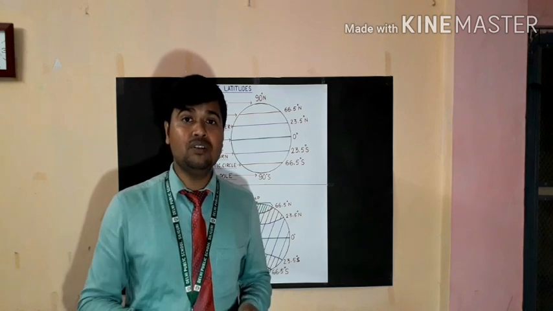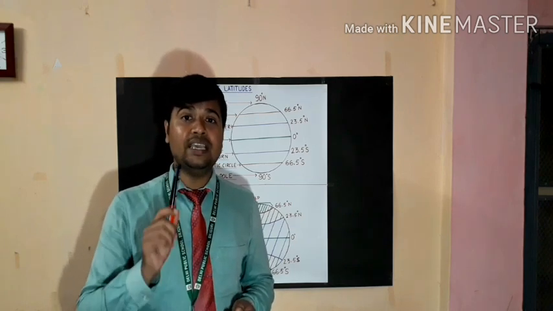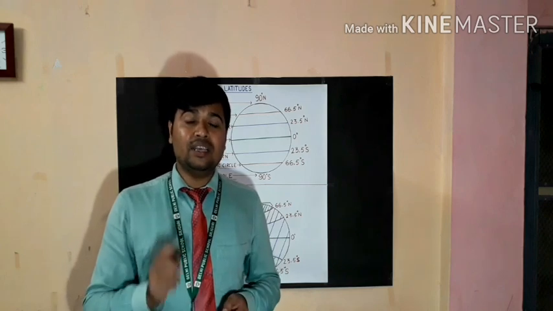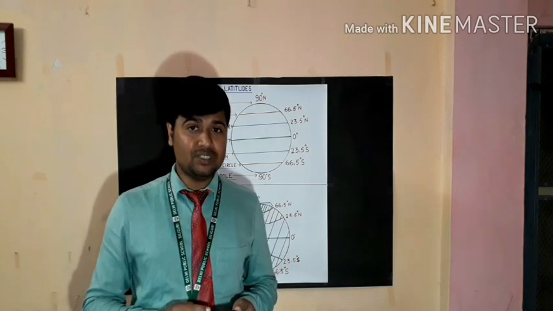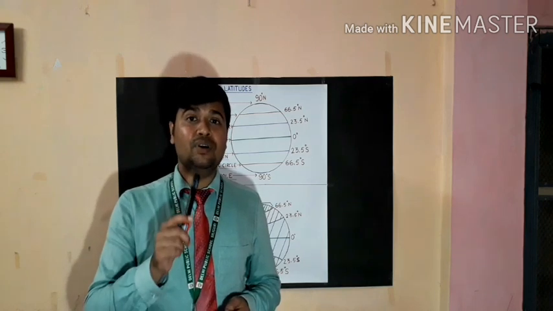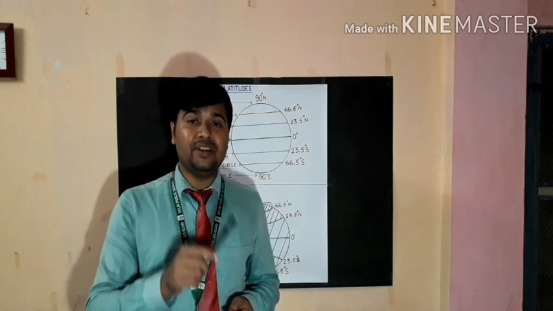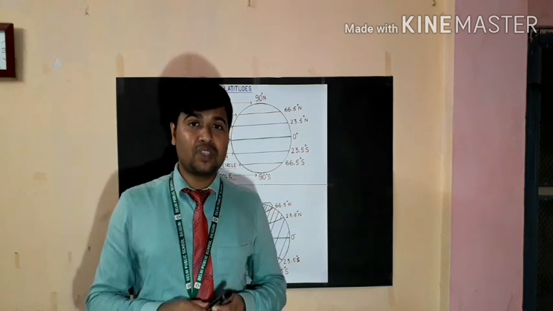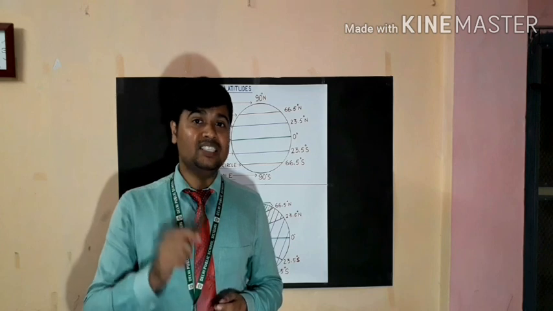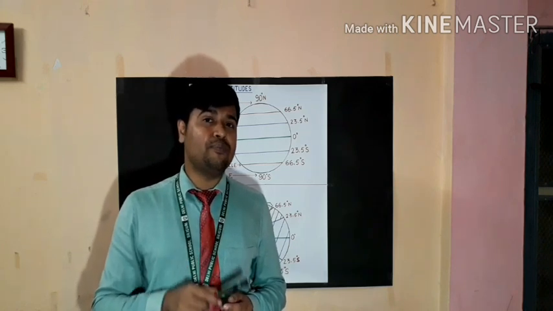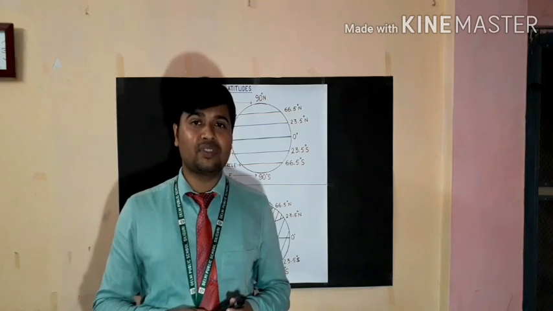And we also learned about the heat zones. We divided our Earth into 3 heat zones. Number 1, torrid zone. Number 2, temperate zone. And number 3, frigid zone. Torrid zone lies between Tropic of Cancer and Tropic of Capricorn.